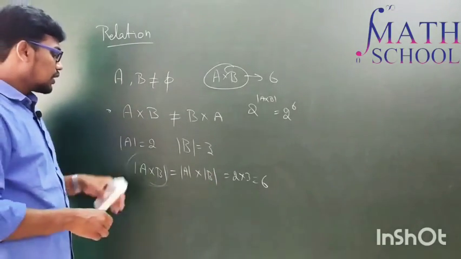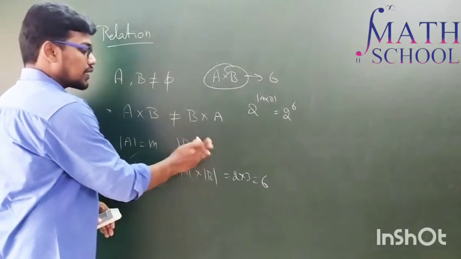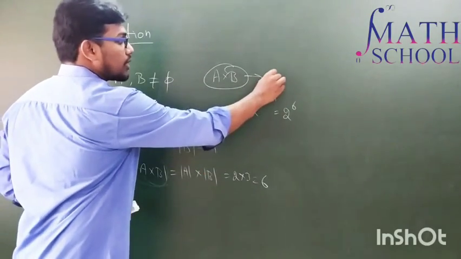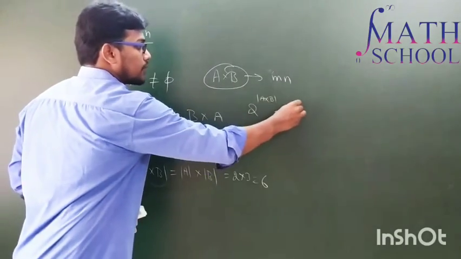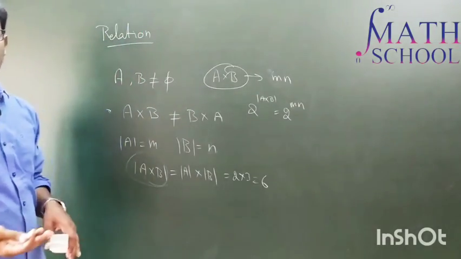So in the more general case, if A has m elements and B has n elements, then A cross B will have m times n elements. So totally how many relations can we define from A to B? It is totally 2 to the power mn relations.